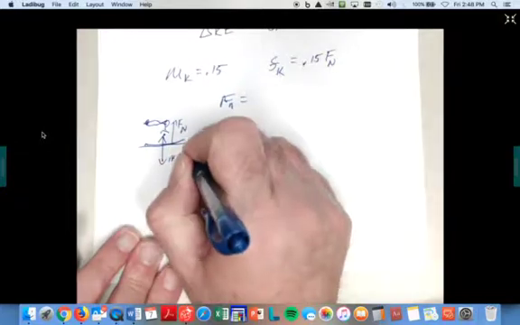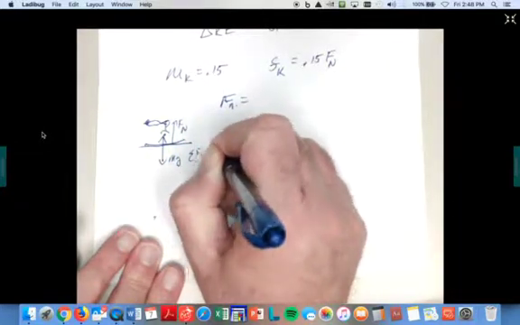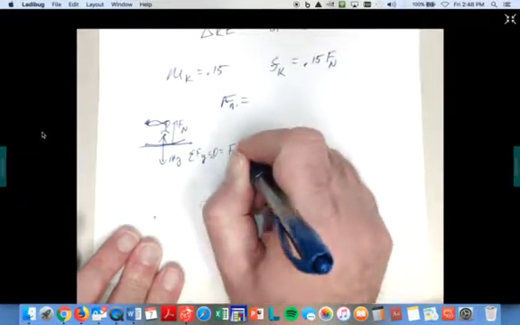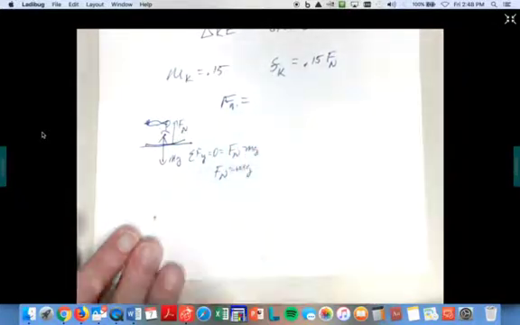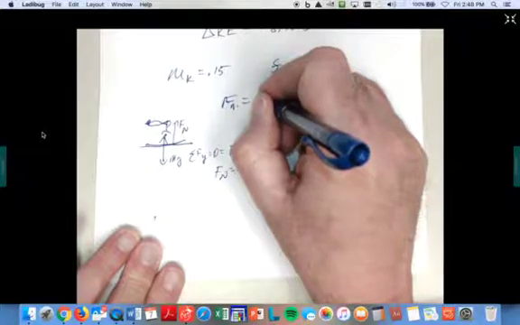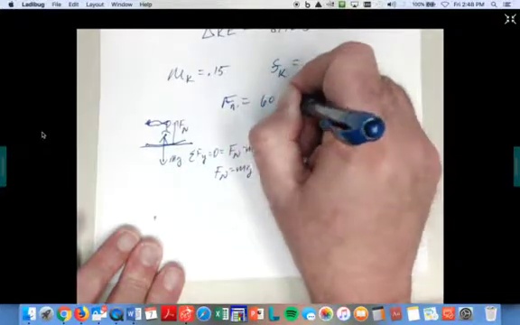So if I take the sum of the forces in the y direction, this is a really formal way of doing this, then Fn minus mg is equal to 0. So the normal force just equals mg. So the normal force is equal to mg, which is 60 times 9.8.